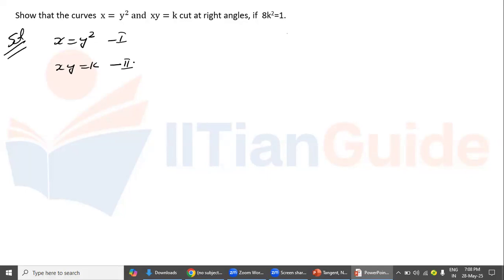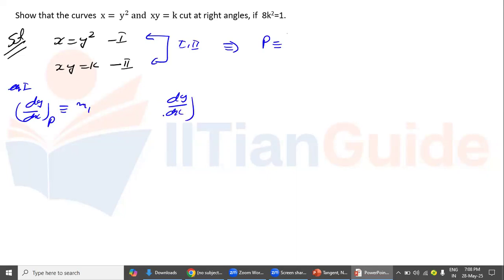But as I told you, we need to calculate the point of intersection first. So solve equation number 1 and 2 simultaneously and get the point of intersection. Let us say it is P. Get the coordinates of P, which will be in terms of k. After that, do it yourself. Calculate dy by dx at the point P for equation 1. You will get the value of m1. Calculate dy by dx for equation 2 at the point P, that is m2. Apply m1 m2 equals minus 1 and you will get the answer. You will get 8k square to be 1. Okay, all of you please complete.